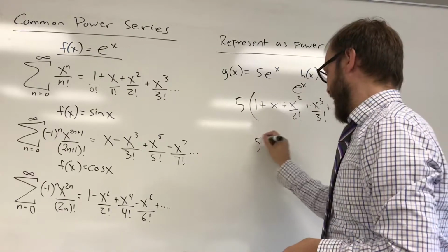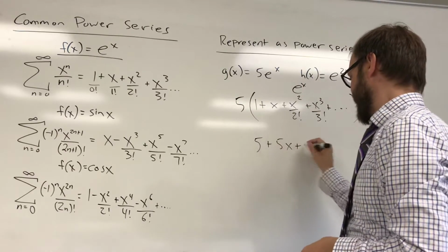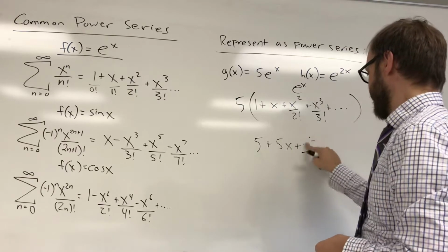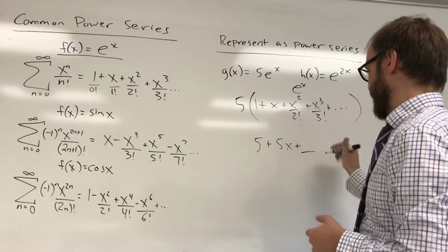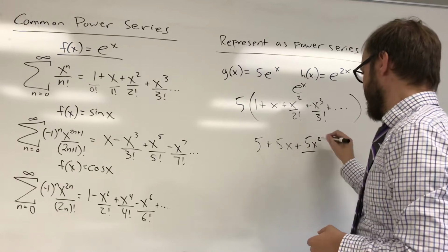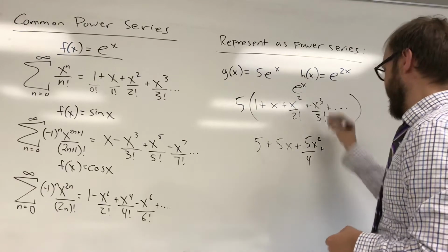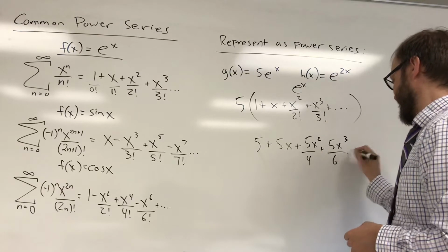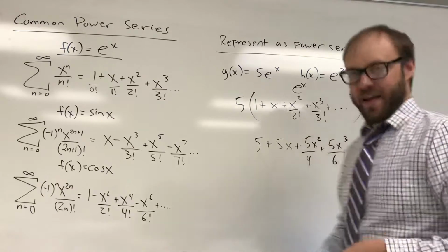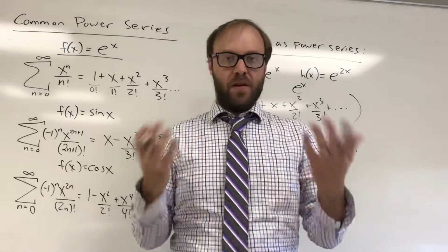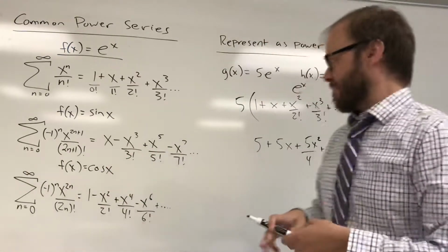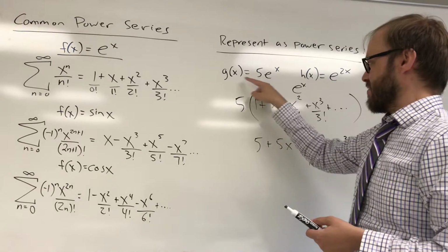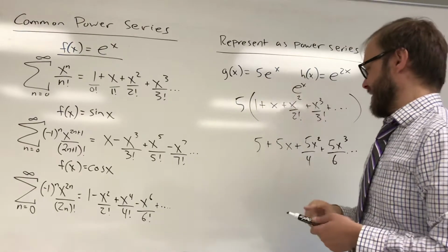And that'll give me 5 plus 5x plus 5x squared over 2 factorial. And you might want to work out your factorials. 2 factorial is 2, plus 5x cubed over 3 factorial, which is 6, and so on. And you can write out a whole bunch of terms there, and if you graphed it, at least for values near 0, it would look very close to the function g of x equals 5 e to the x.